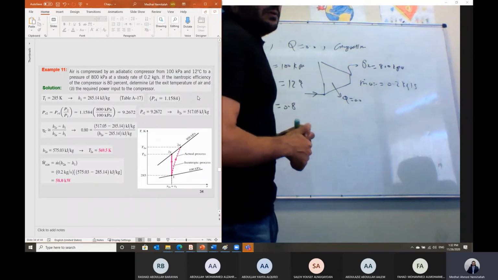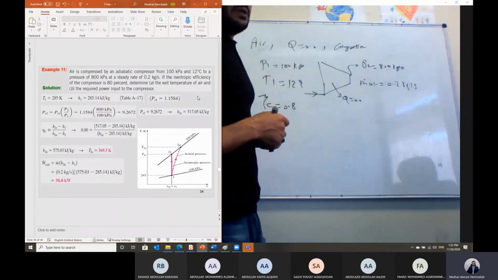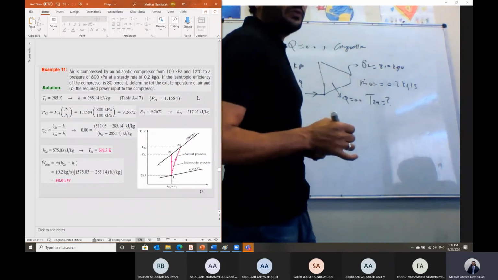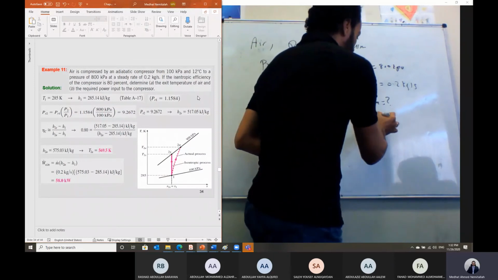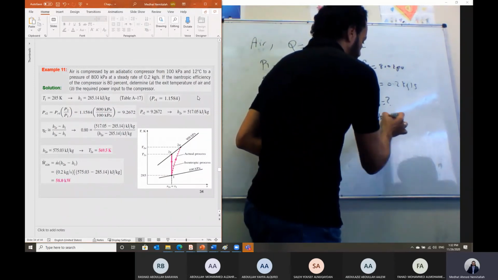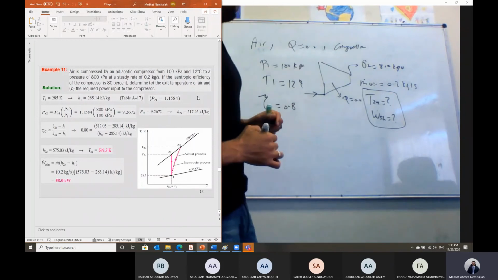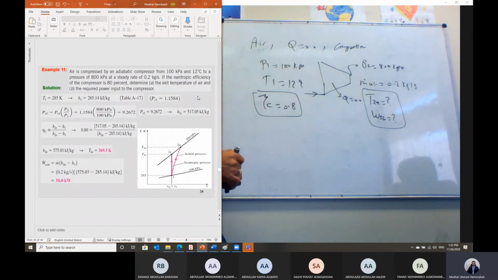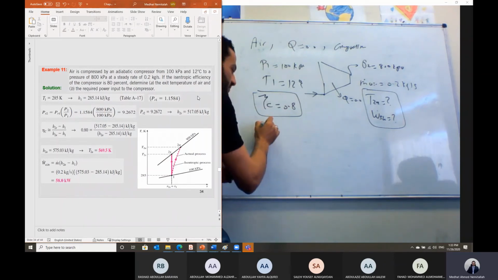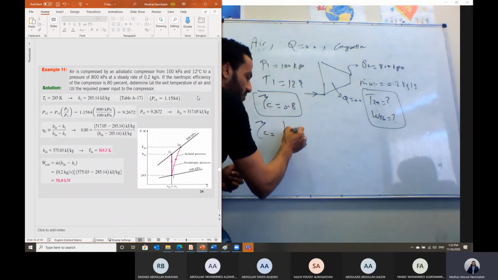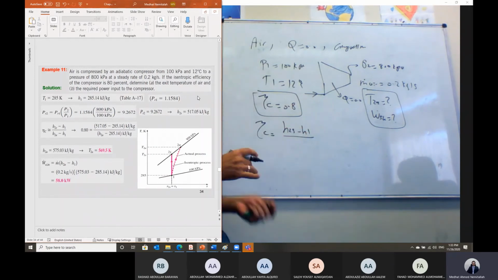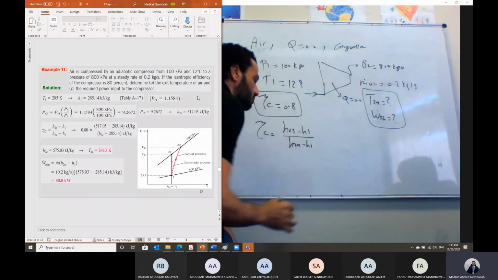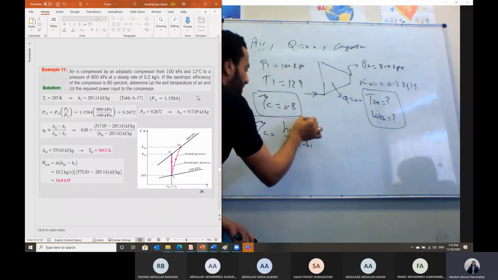We need to calculate the actual exit temperature T2 actual, and also the power required, the shaft power input to this compressor. Whenever the isentropic efficiency is given or required, you have to start the solution with it. The isentropic efficiency of the compressor is equal to the isentropic work, h2s minus h1, divided by h2 actual minus h1. Let's see how we can proceed.